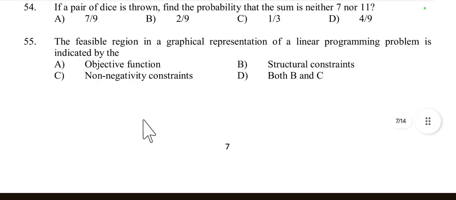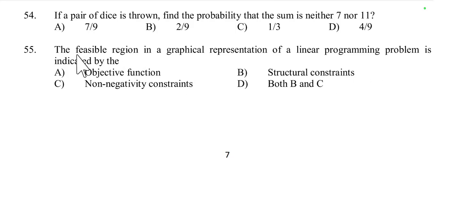Then question number 55. The feasible region in a graphical representation of a linear programming problem is indicated by the objective function, structural constraint, non-negative constraint, or both structural and non-negative constraint. So here the right option is both structural and non-negative, because the feasible region in a graphical representation of a linear programming problem is determined by both structural constraint and non-negative constraint.